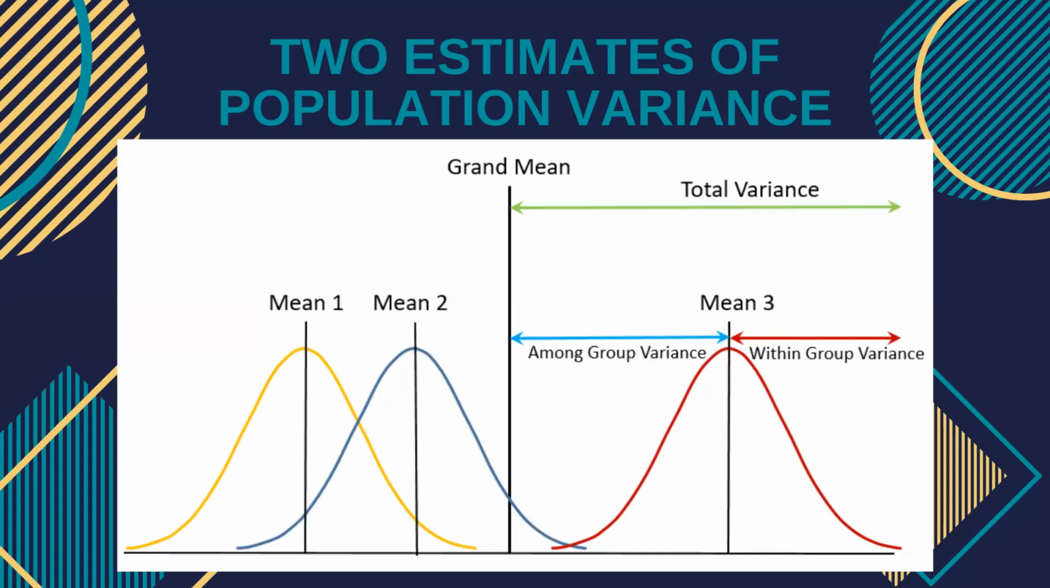This diagram shows the mean for three groups. Mean 1, mean 2, and mean 3 are depicted in the figure, and two estimates of population variance, number 1, the between group variance, and number 2, the within group variance, are shown. Also, the total variance and the concept of grand mean are displayed.